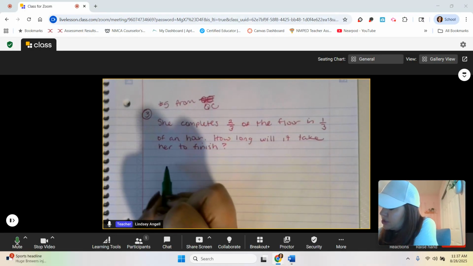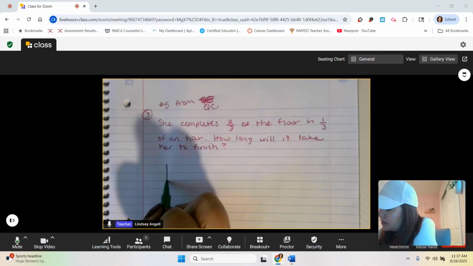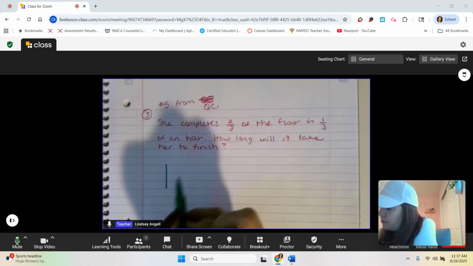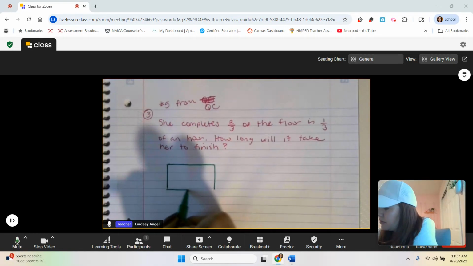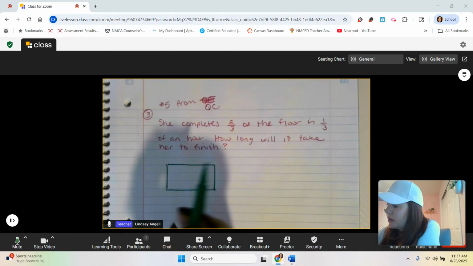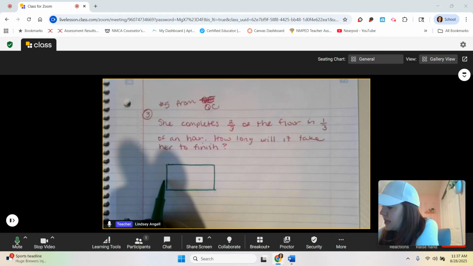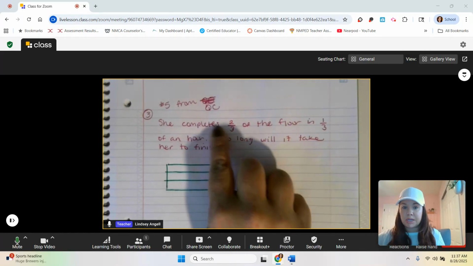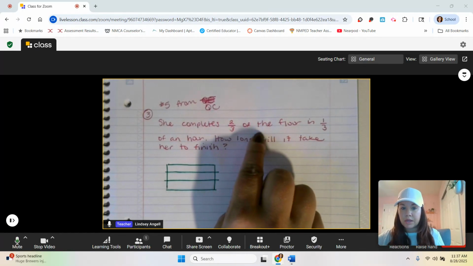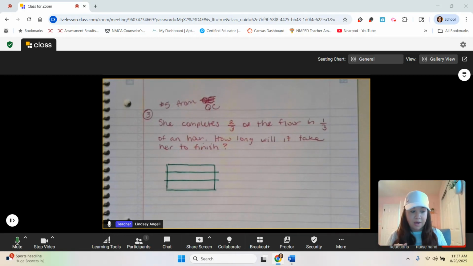So let's just say that here's the floor, here's the gym floor. And I've broken it up into thirds. The reason I did that is because she completed 2/3 of the floor in 1/3 of an hour.